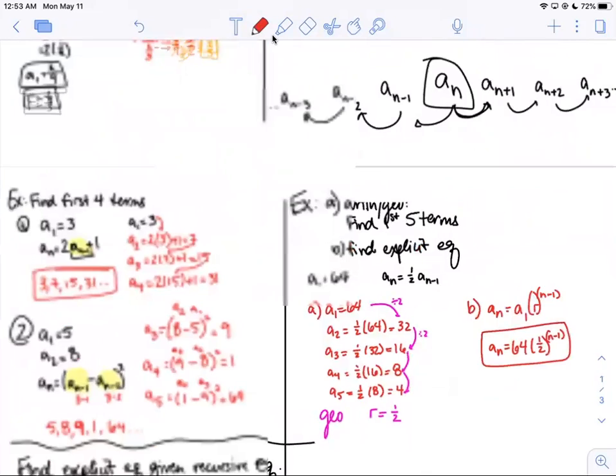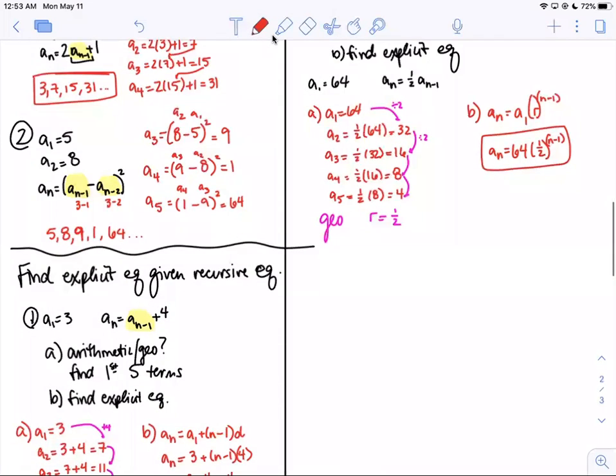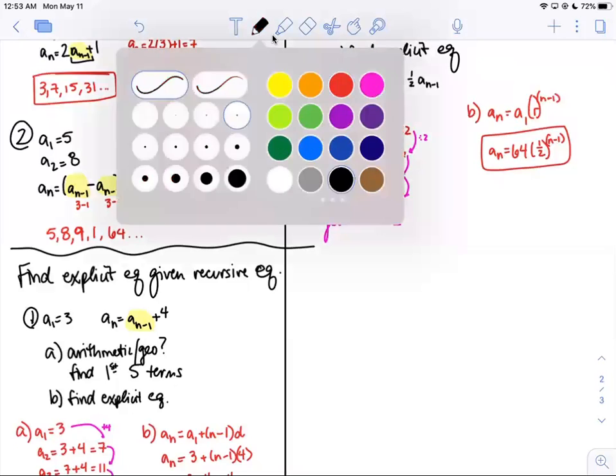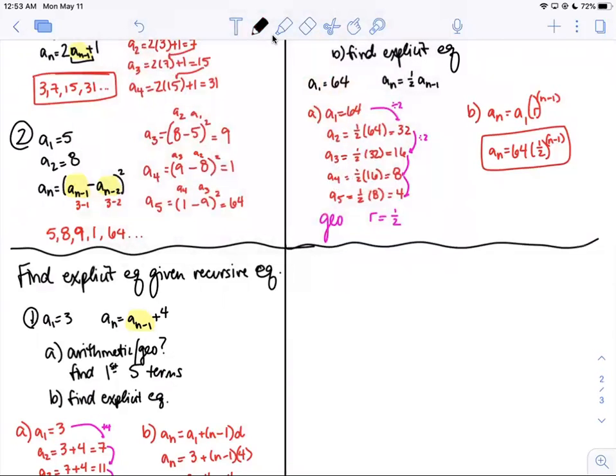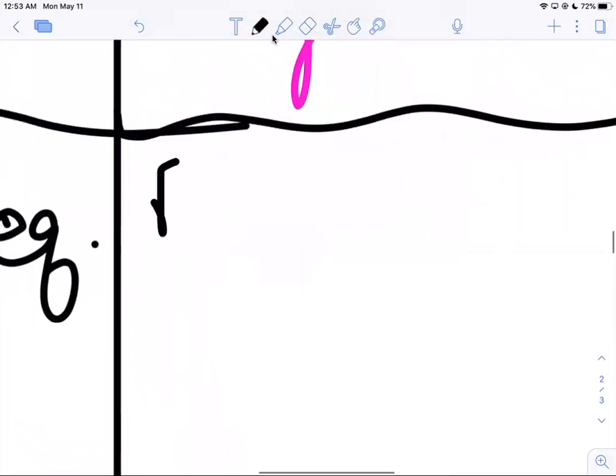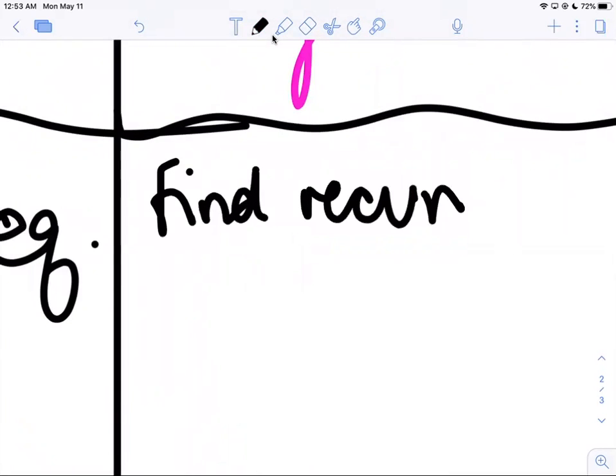Okay. Now, I've got one more type of problem. If I give you 4 terms, I want us to find the recursive equation. So we have not found the recursive equation. It's a lot more simple than you think. So just kind of like let it be this simple. So this is the last type of examples that we're doing. Find recursive equation.